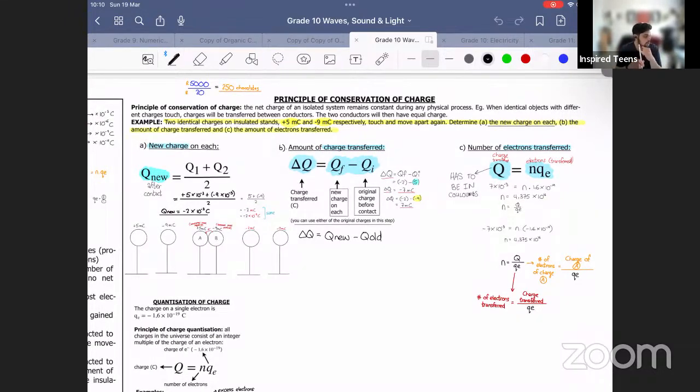How do you calculate new charge after contact? How do you calculate the amount of charge that was transferred? How do you calculate the number of electrons transferred? Converting electrons to charge and vice versa. Remember we did those formulas, so we're going to utilize that in our understanding.